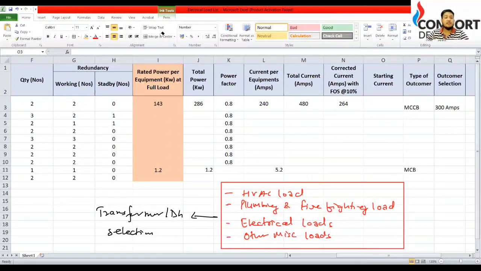Starting current details will be provided by the manufacturer, starting current and running current. There are two types of current. One is the starting current and one is the running current. Running current is the average current, and starting current is the maximum inrush current that is required. All these values are provided by the manufacturer.